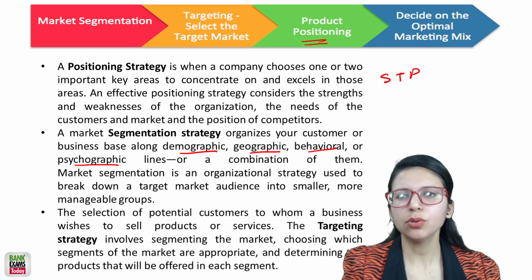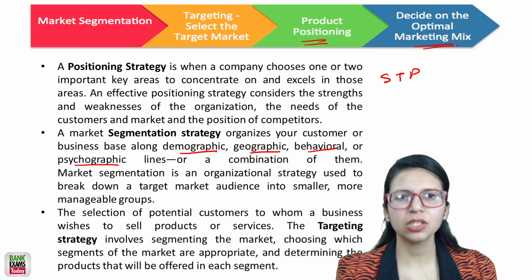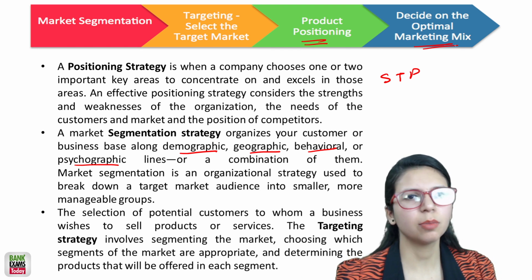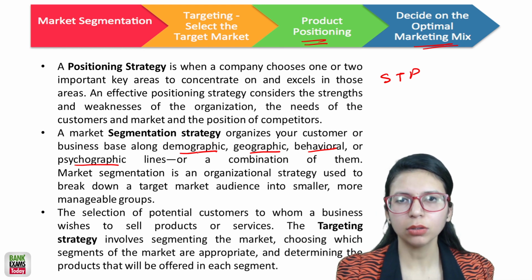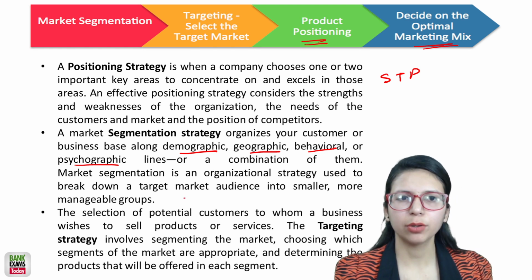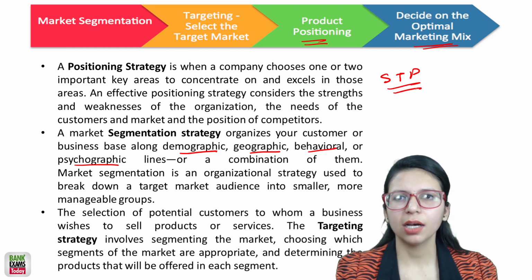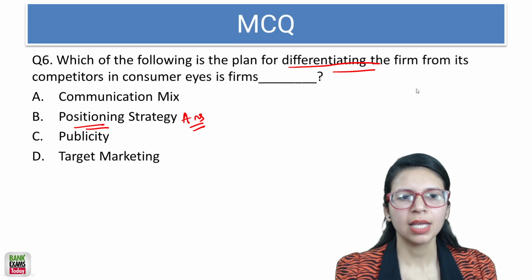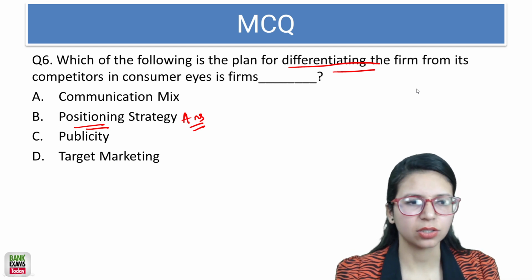And then with the use of optimal marketing mix, you will create a position or a good impression in the minds of customers, which will help them to buy the product, and they will initiate to actually buy the product. So that is what STP is in short. So now our answer, I have already told you, is positioning strategy here.